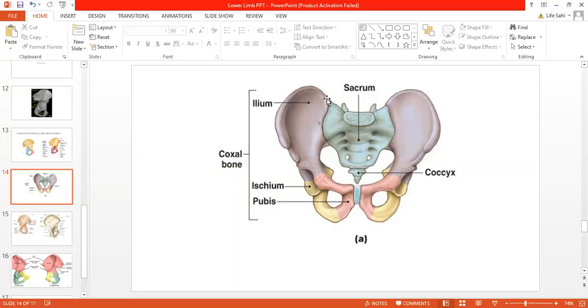Superiorly, the ilium is limited by a thick border which is convex and directed superiorly, extending from the anterior superior iliac spine till the posterior superior iliac spine, called the iliac crest. Then we have a lateral acetabulum, and below that we have the obturator foramen, which is bounded anteriorly by a thin pubis and posteriorly by a strong, thick ischium.